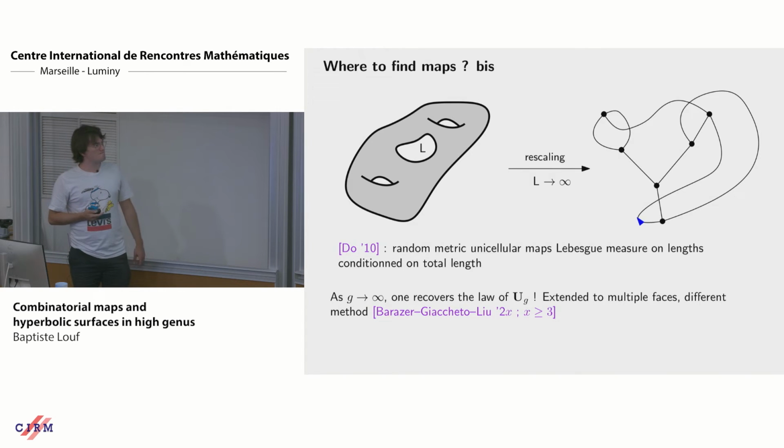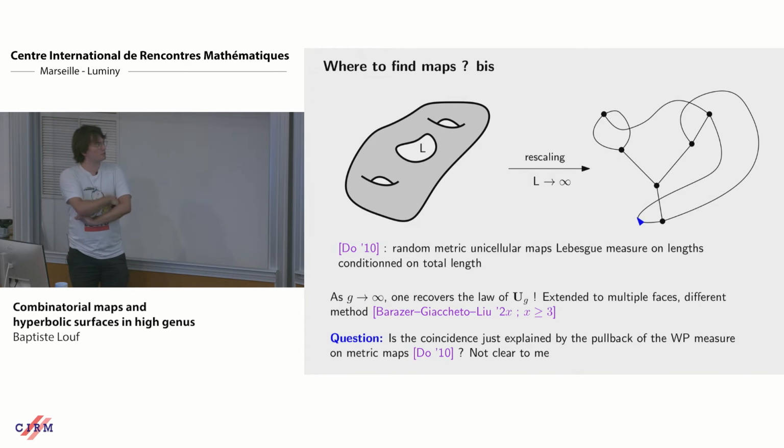And so, yeah, this is troubling. So the question also is, is this numerical coincidence explained just by the fact that you pull back the Weil-Petersen measure to the combinatorial moduli space? I've got to say it's not clear to me, and I asked all the experts in this conference, and it was not clear to them because there's this rescaling and then the flow. It's kind of weird. So if any of you has any idea about this, I'm very interested.